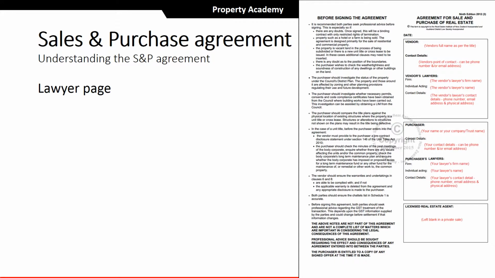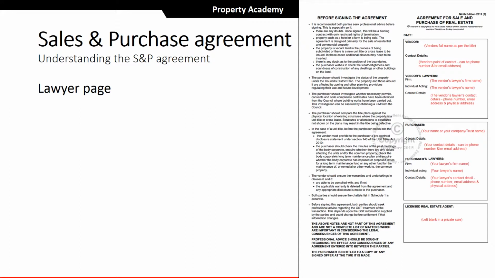So, I've been explaining conditional and unconditional quite often, and although we'll cover it later on, just to give you an idea, a conditional agreement is something that's not going to be fulfilled until all the checks of the due diligence have been ticked off. An unconditional agreement means it's going ahead regardless. There's no more conditions.